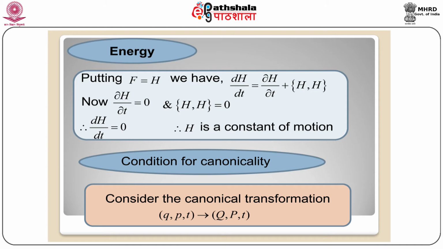It is already proved that the Hamiltonian H represents the total energy of the system. We have discussed it in chapter 4. Therefore, the total energy is a constant of motion if the Hamiltonian does not depend on time explicitly.